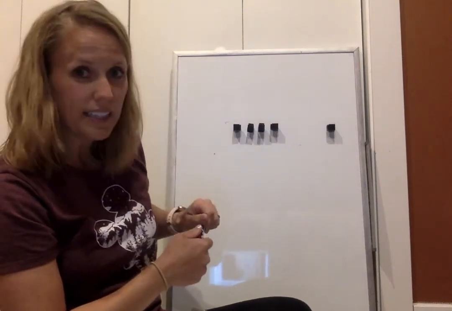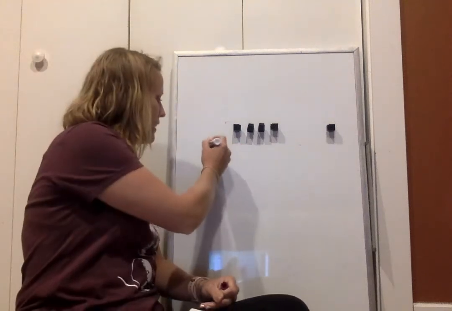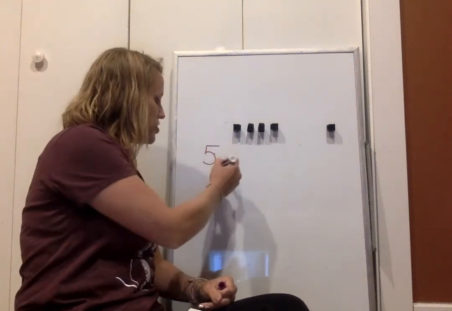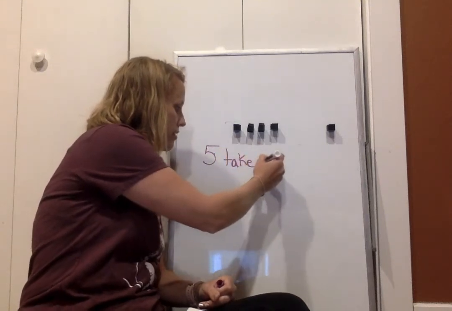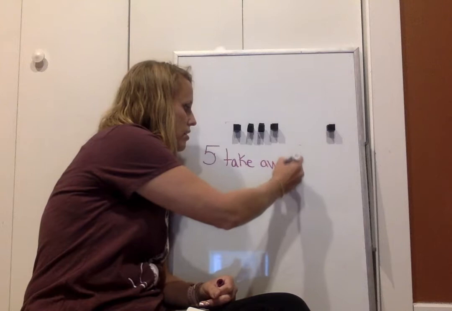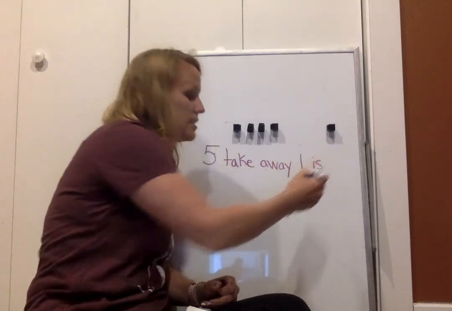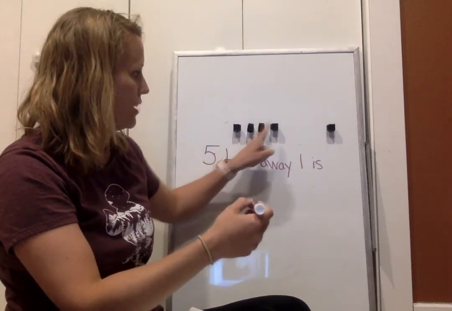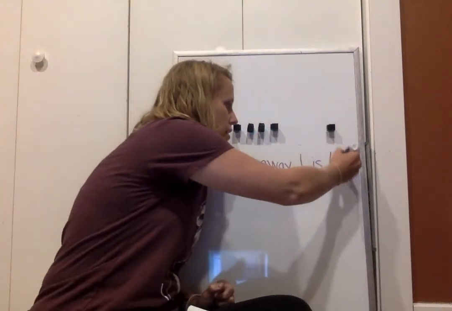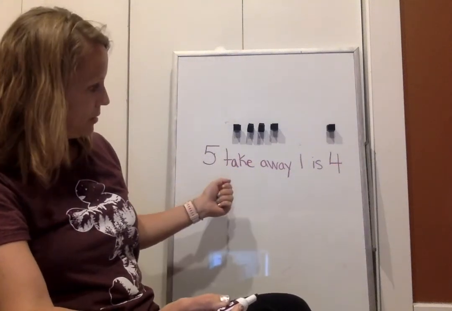And let's write this. I'll write it as a sentence first. 5 is what we started with. 5 engines take away 1 is, how many are left? 1, 2, 3, 4. This is one way we could write the subtraction problem.